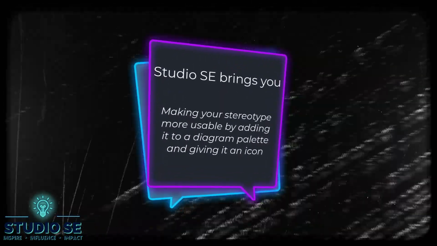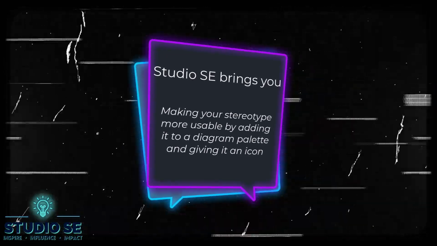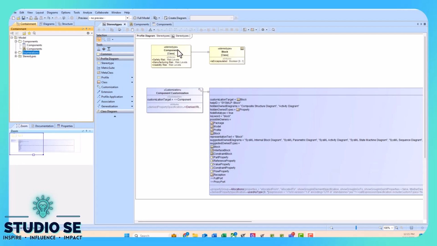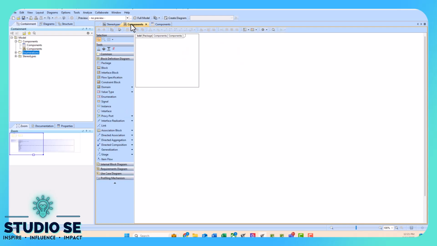I'm going to show you how to make a stereotype accessible on your diagram palette. In Cameo, I've created a stereotype that I've named component, and I have a customization for the component which has been inherited from the block customization. If I want to add a component onto a BDD, I don't have it immediately accessible to me in the BDD palette. That's what I want.